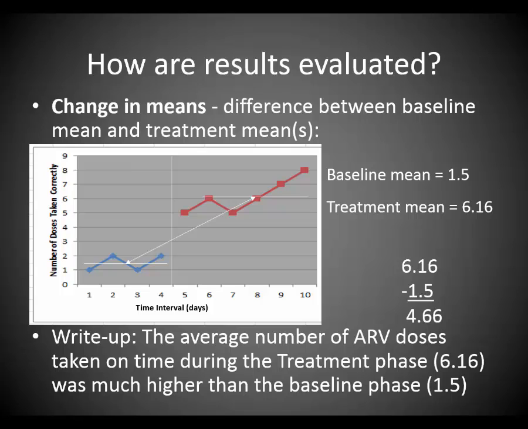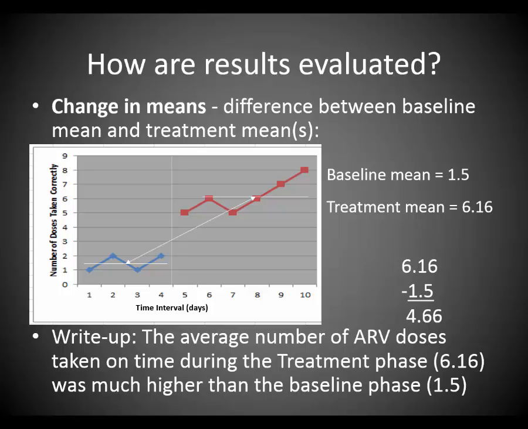So we would want to make sure that we write this up in a results report where we examine this data. And the way in which we could write this up is providing a simple statement which says that the average number of antiretroviral doses taken on time during the treatment phase, and then in parentheses we say 6.16, was much higher than during the baseline phase, and in parentheses we document 1.5. You could follow this same pattern whenever you were trying to document the change in means that you notice in your results.